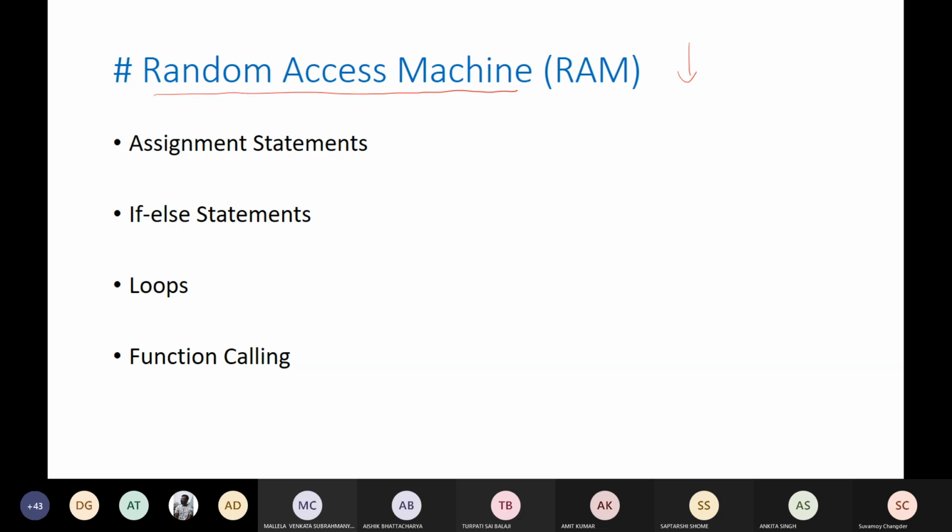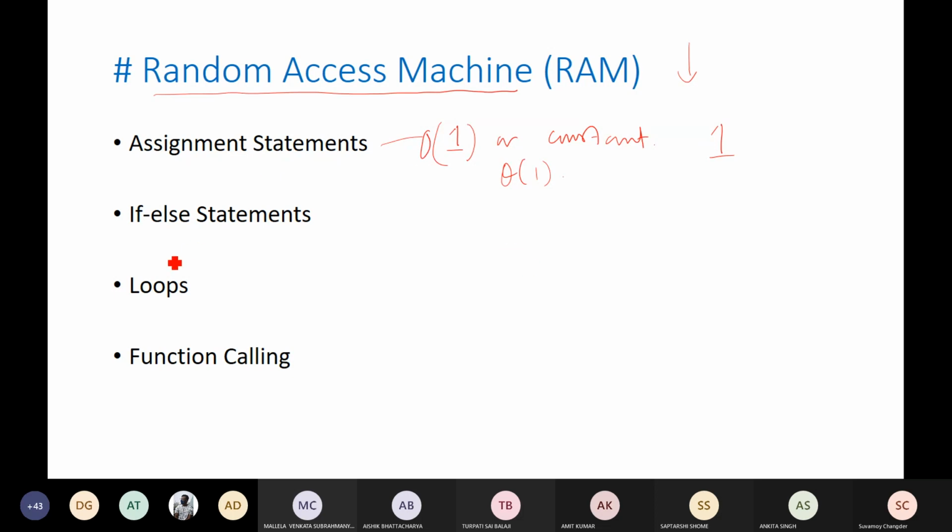So random access machine is just a virtual concept where we consider the time complexity of an assignment statement as 1, or in other words, constant time. Most of the cases we write big O of 1 or theta of 1 or something like that. But for the time being, we will consider the numerical value 1 for any assignment statement. I will give some examples later.